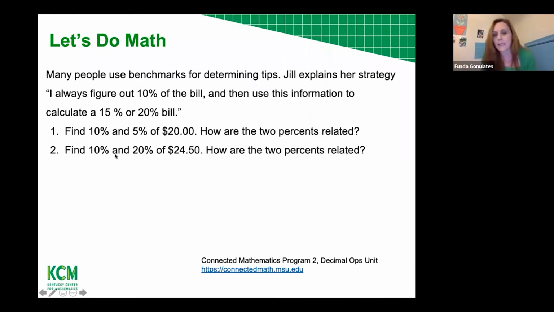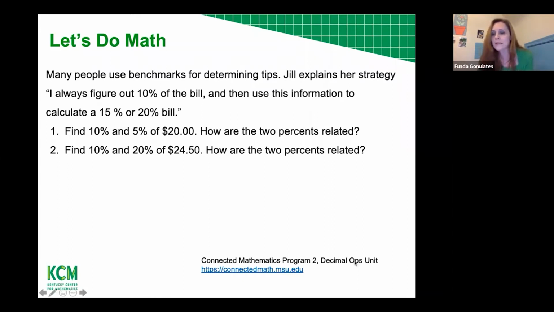Let's use the same skill and find 10% and 20% of $24.50. And again, let's try to imagine how the two are related. Now we are doing another quick math problem, trying to find 10% and 20% of $24.50. I'd like to see a couple of answers in the chat box so that I can see the relation. The $24.50 is a little bit harder than a straightforward $20, right?